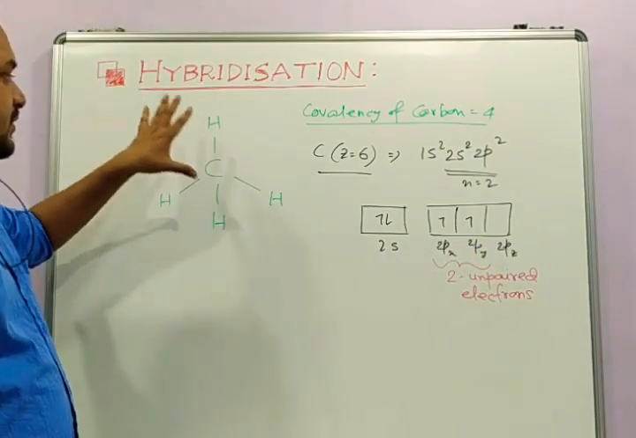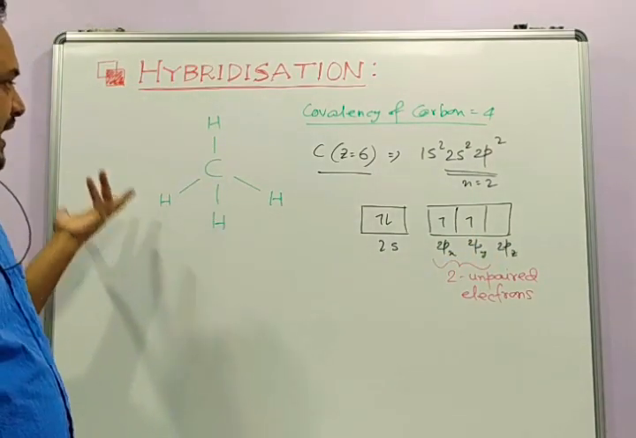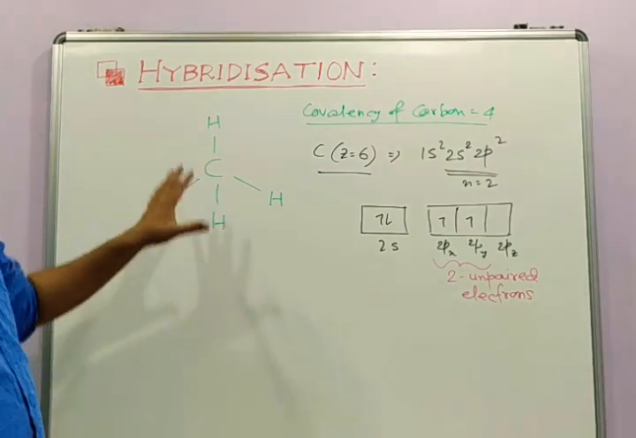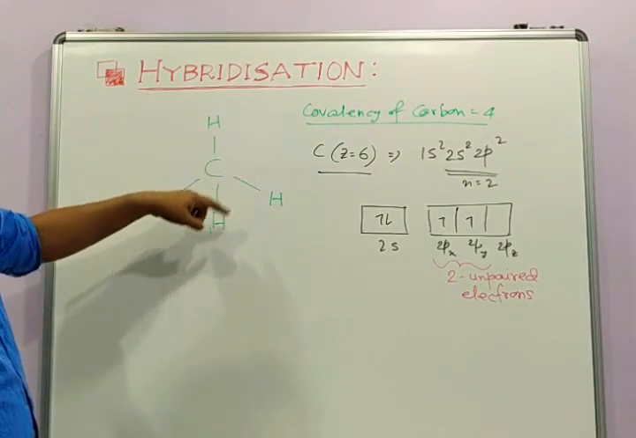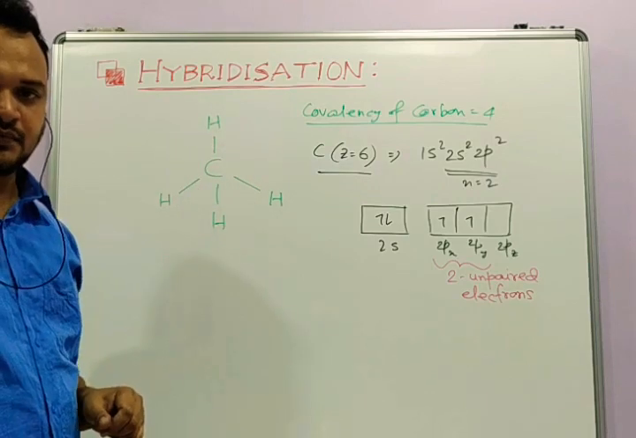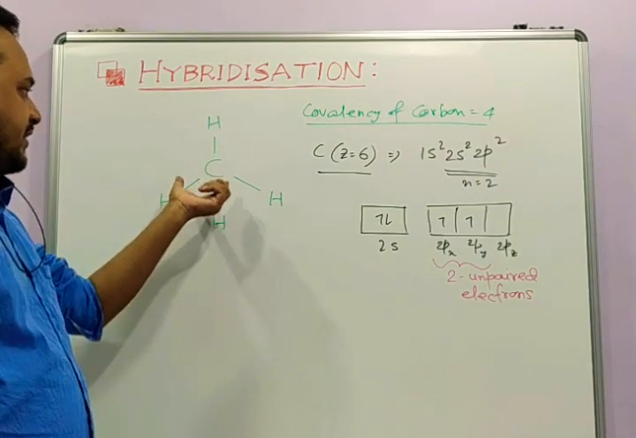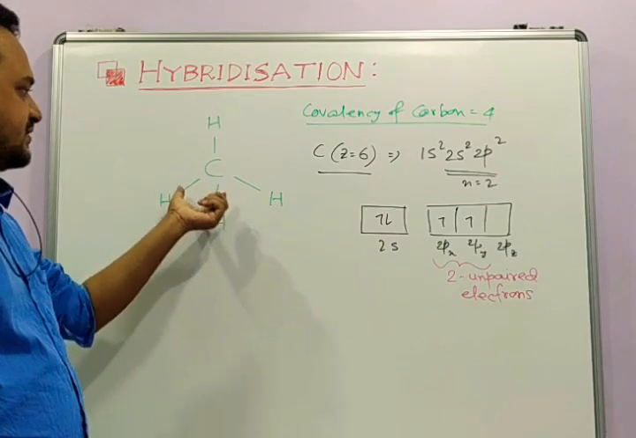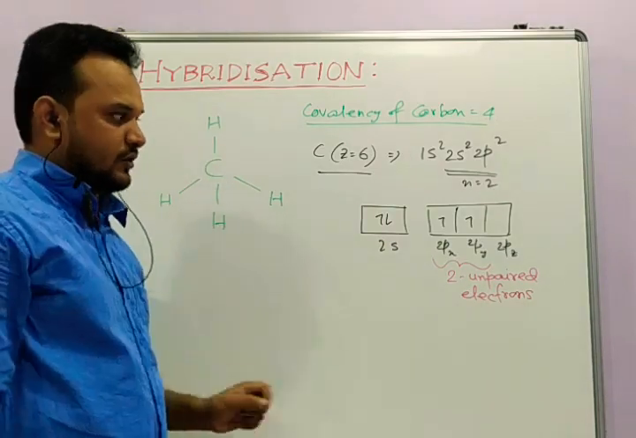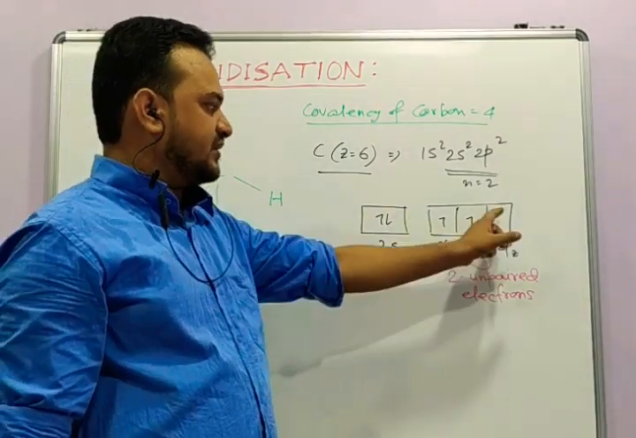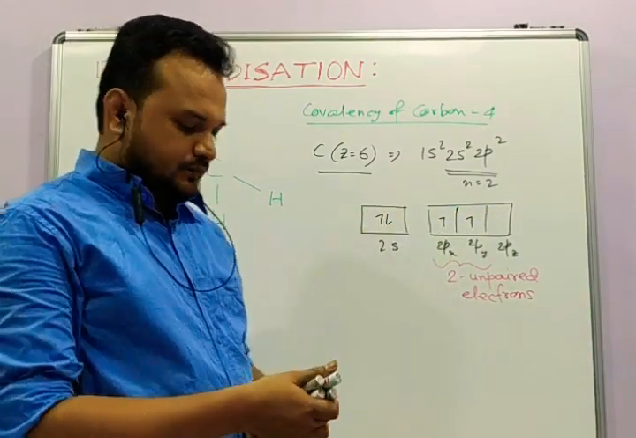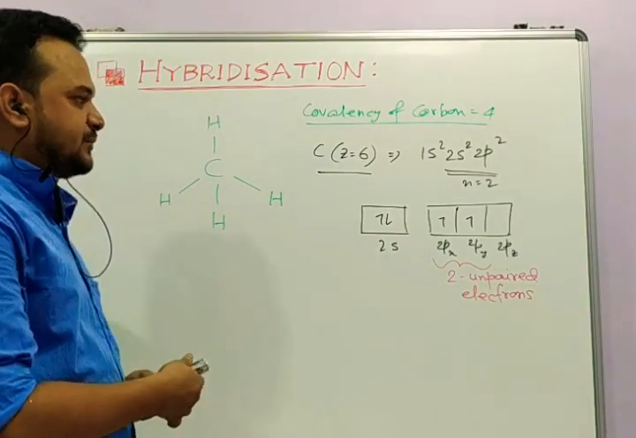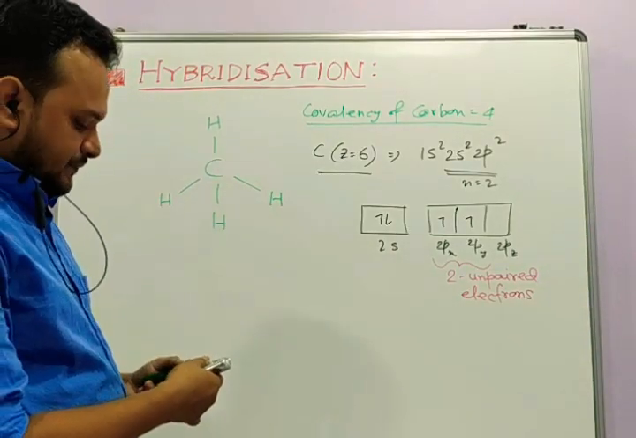But this molecule is a real molecule. We have methane in many cases. It exists, it is abundant, and we can see the covalency is 4. So the experimental findings show us that the covalency of carbon is 4, but the electronic configuration is suggesting that the covalency should be 2. So how can we explain this anomaly?